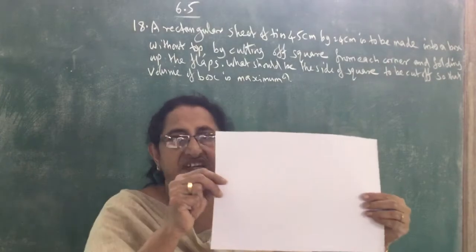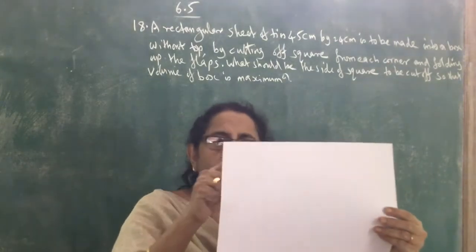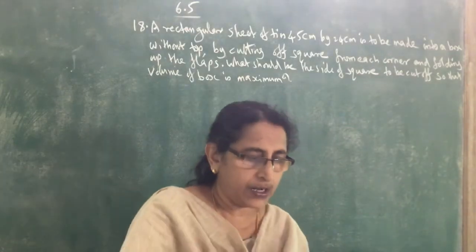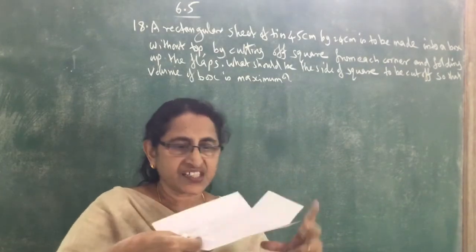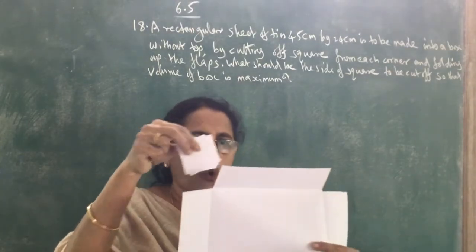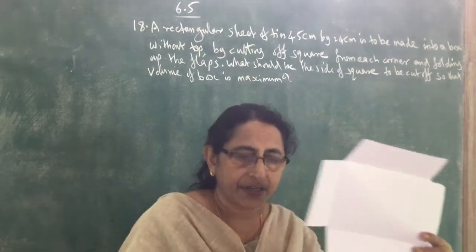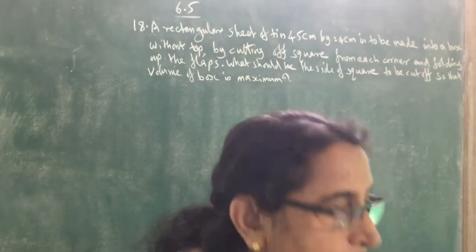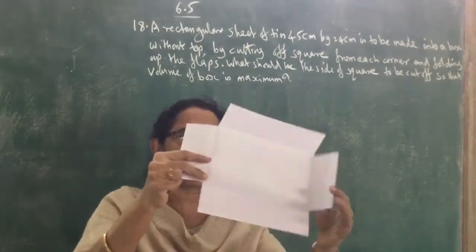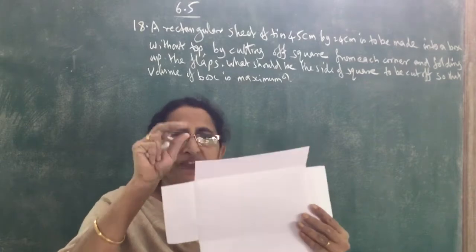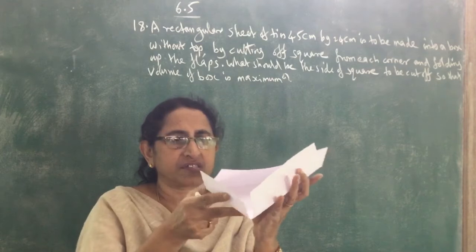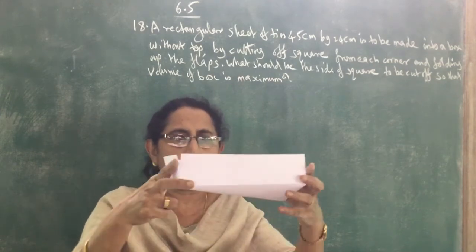Consider a rectangular sheet of tin, and from each corner one square of the same size is cut off and it is made into a box. Then the flaps are folded like this, folded to form a box, an open box. See, so it is an open box.